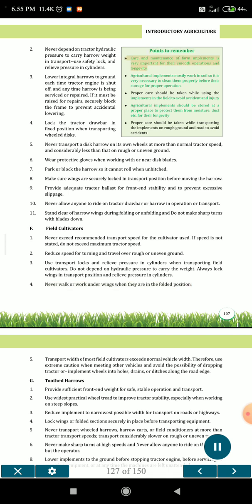Points to remember. Care and maintenance of farm implements is very important for their smooth operations and longevity. Agricultural implements mostly work in soil, so it is very necessary to clean them properly before their storage for proper operation. Proper care should be taken while using the implements in the field to avoid accident and injury. Agricultural implements should be stored at a proper place to protect them from moisture, dust etc. for their longevity. Proper care should be taken while transporting the implements on rough ground and road to avoid accidents.